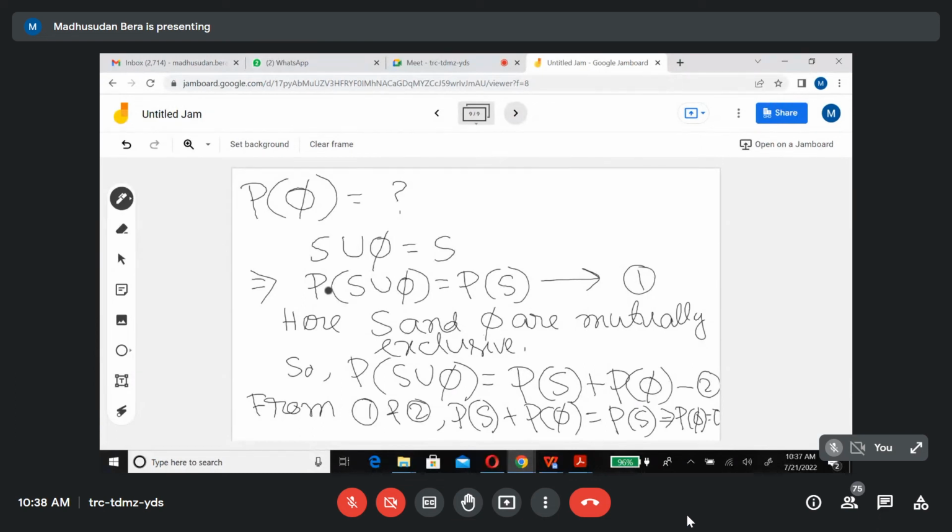Now the left hand side part, P of S union phi. S and phi are mutually exclusive events, meaning the intersection is empty. So by axiom 3, P of S union phi is P(S) plus P(phi). By axiom 3, I'll write here. Then that way we are getting P of phi equal to 0.